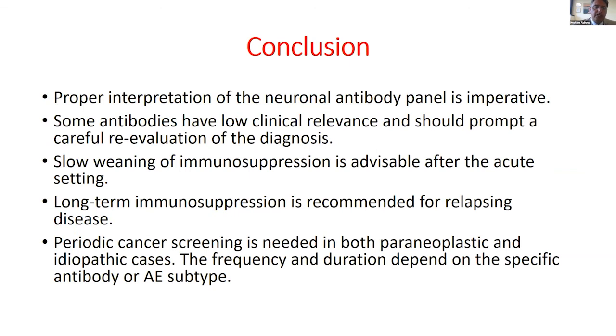Part of the long-term management includes evaluation of the neuronal antibody panels, determining the clinical relevance of the antibody, and determining the confidence level in the diagnosis of autoimmune encephalitis. Another important part is weaning, bridging immunosuppressive therapy, and then starting long-term immunosuppression if relapses occur during the weaning process, and then starting periodic cancer screening for your AE patients with a frequency and duration that will depend on the type of the antibody, and the clinical subtype of autoimmune encephalitis is also a very important part of the long-term management of autoimmune encephalitis.